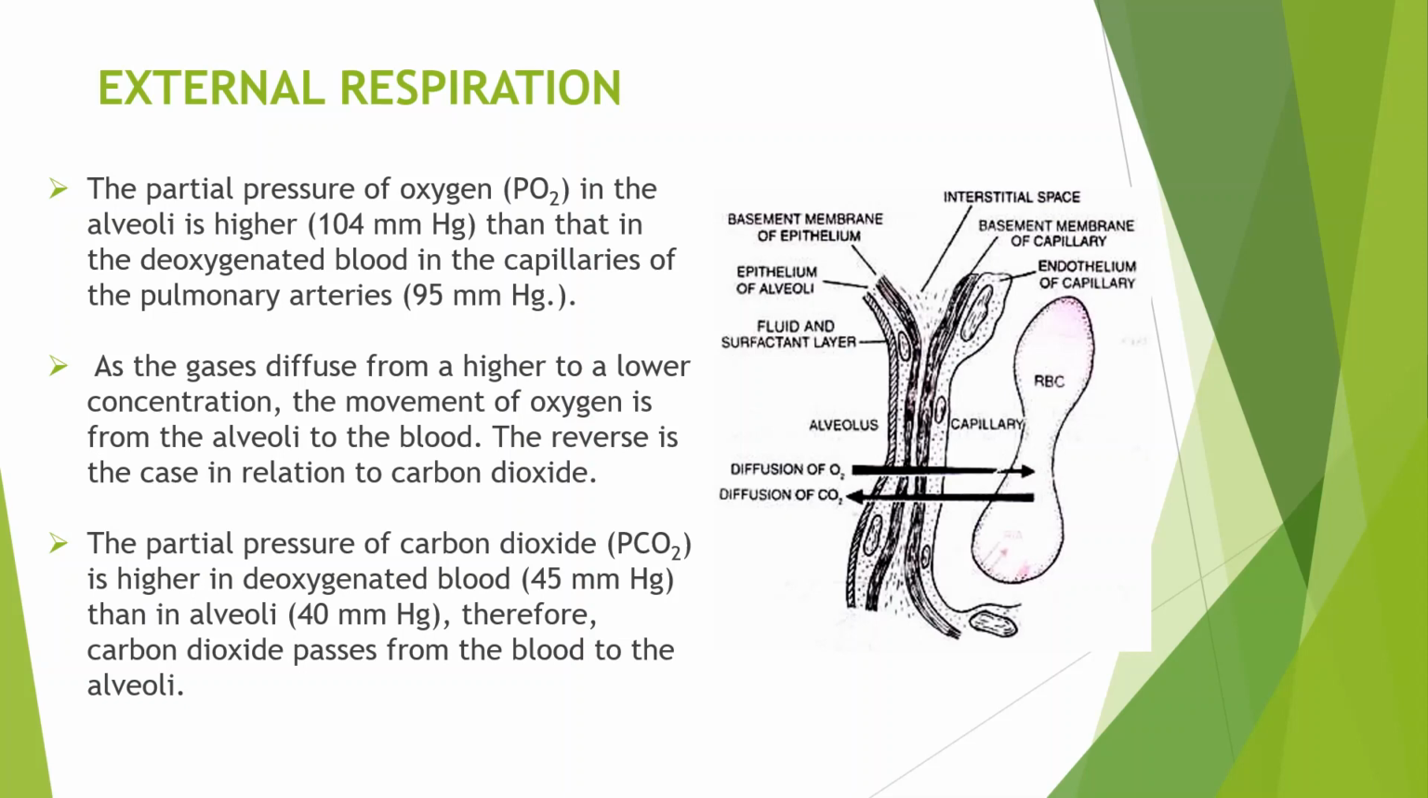The reverse occurs in the case of carbon dioxide. The partial pressure of carbon dioxide is higher in the deoxygenated blood, that is 45 mmHg, than in the alveoli, which is about 40 mmHg. Therefore, the carbon dioxide passes from the blood to the alveoli.